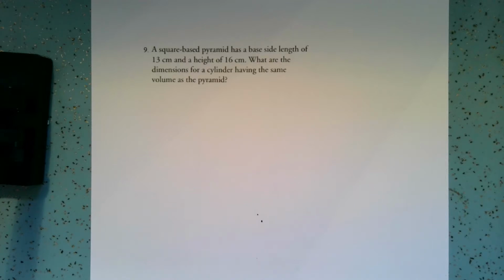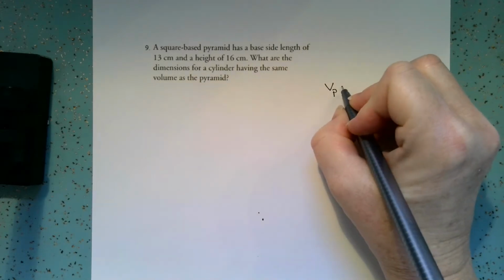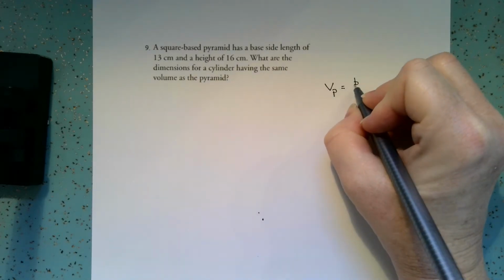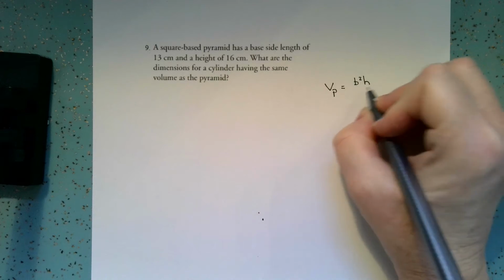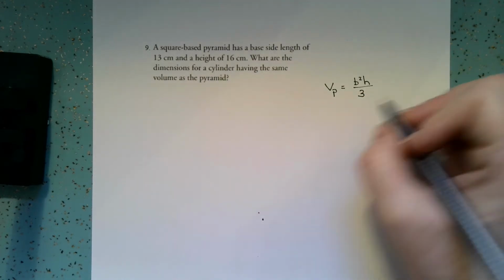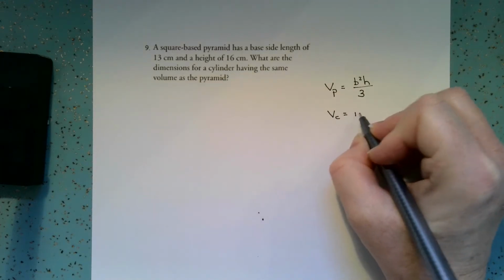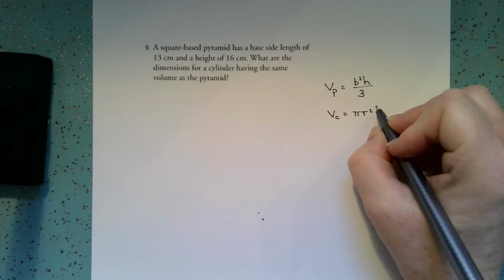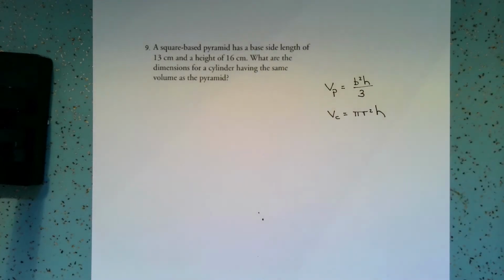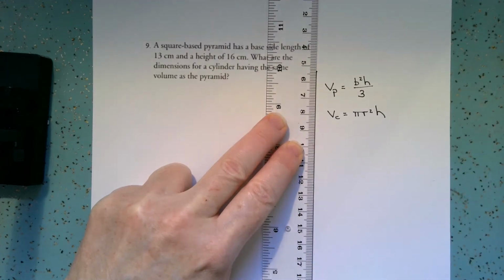Dimensions are the base, the height, the radius, all those kinds of things. So we know that we have two formulas. The volume of a square base pyramid is base squared times height divided by 3. And the volume of a cylinder is pi r squared h. So we're going to use those to solve this problem. I'm just going to split my page up again.